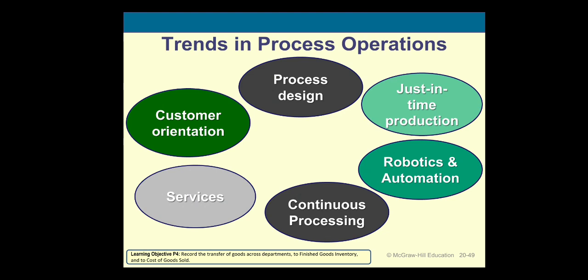Continuous processing and services, customer orientation. Businesses now, not only businesses that use process costing system, almost all businesses are now customer oriented. Most of the time they will produce what customer wants, not like many years ago. Businesses produced what they want, what they think is good. But now businesses produce the product or services that customer wants. Customer controls the market. Okay, that is the thing.